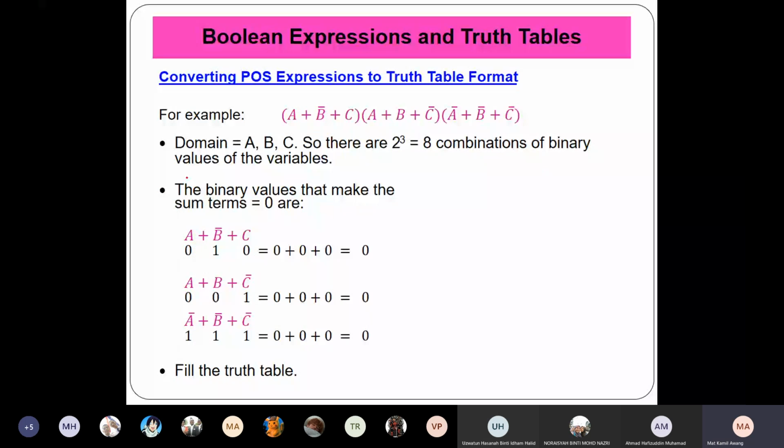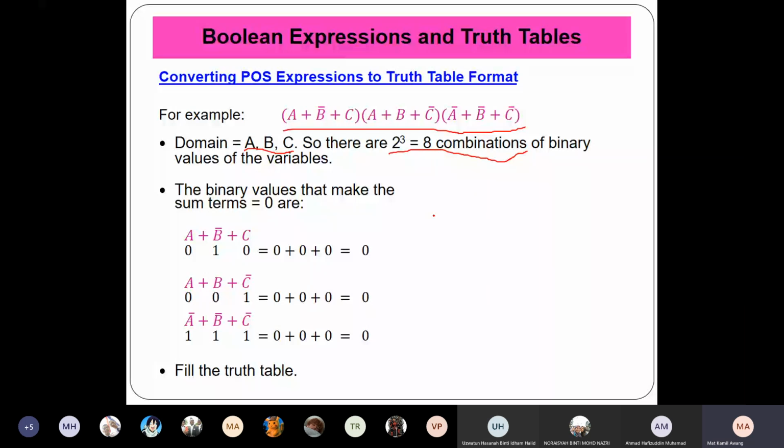So now, let's say you want to convert the POS expression to truth table format. For example, you have this POS: (A plus B bar plus C) and with (A plus B plus C bar) and with (A bar plus B bar plus C bar). From this expression, you can see that you have 3 domains, A, B, and C. And the same thing, you have 8 combinations of possible binary values.